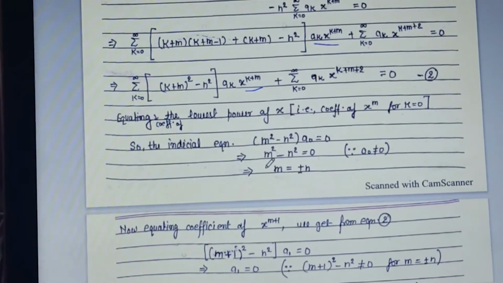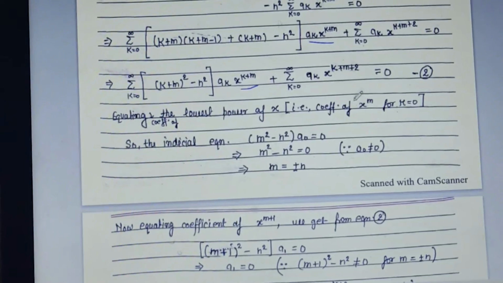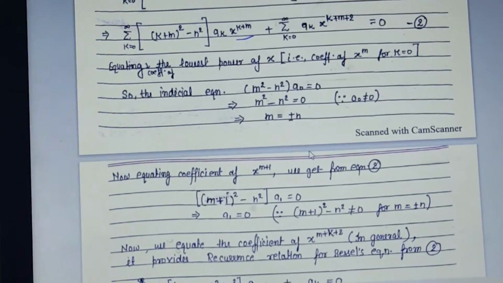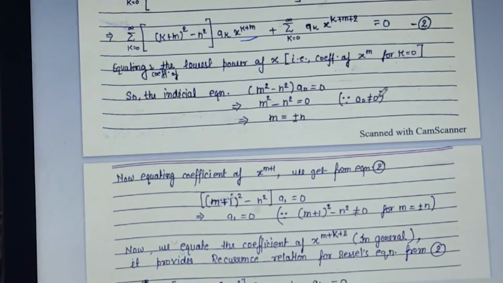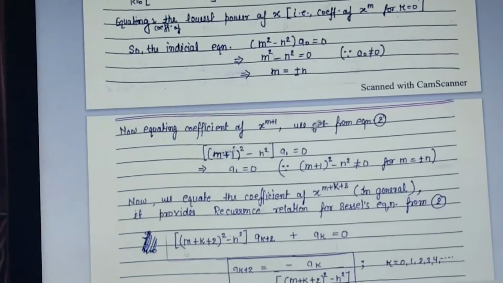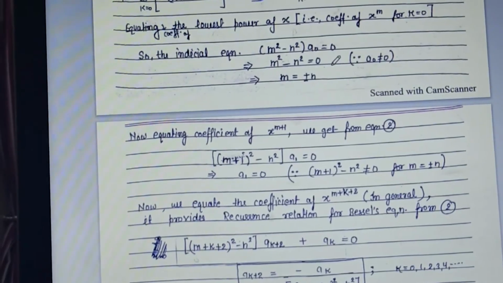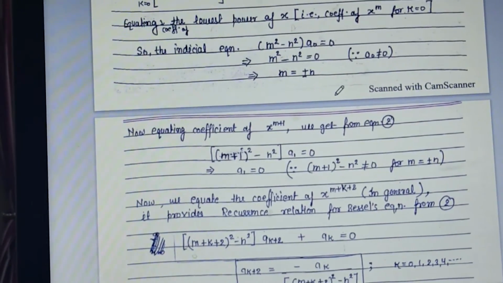So what will be our m? m is the root of our equation, right? So what does m come out to be? Because a naught cannot be 0, this part of the equation is equal to 0. So m is equal to plus or minus n.